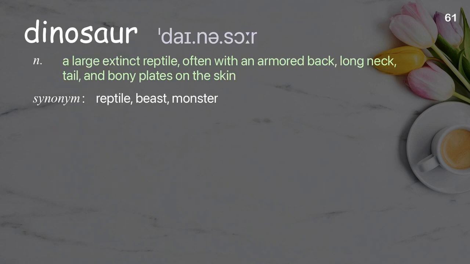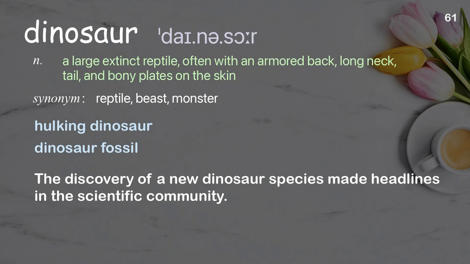Dinosaur: a large extinct reptile, often with an armored back, long neck, tail, and bony plates on the skin. Examples: hulking dinosaur, dinosaur fossil. The discovery of a new dinosaur species made headlines in the scientific community.